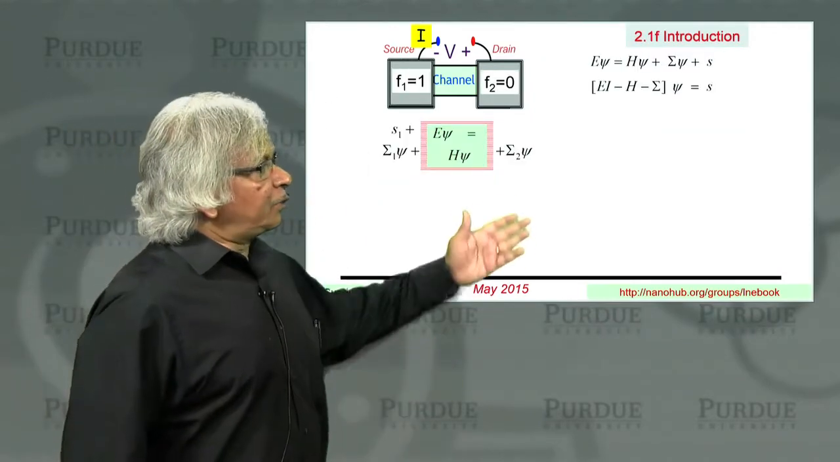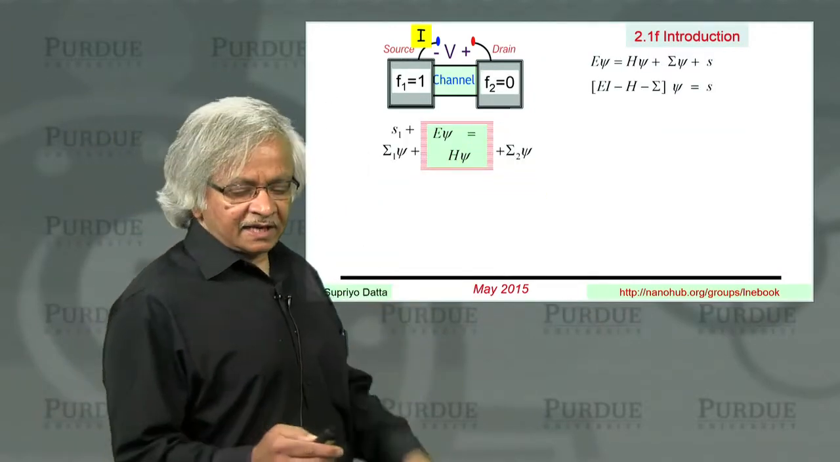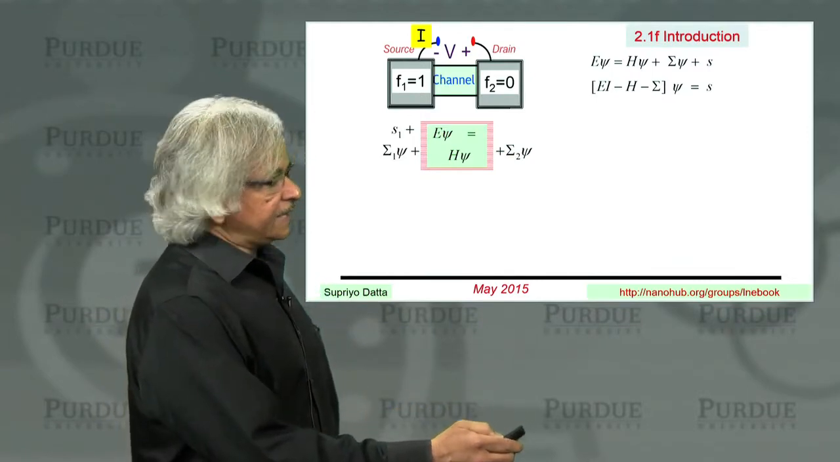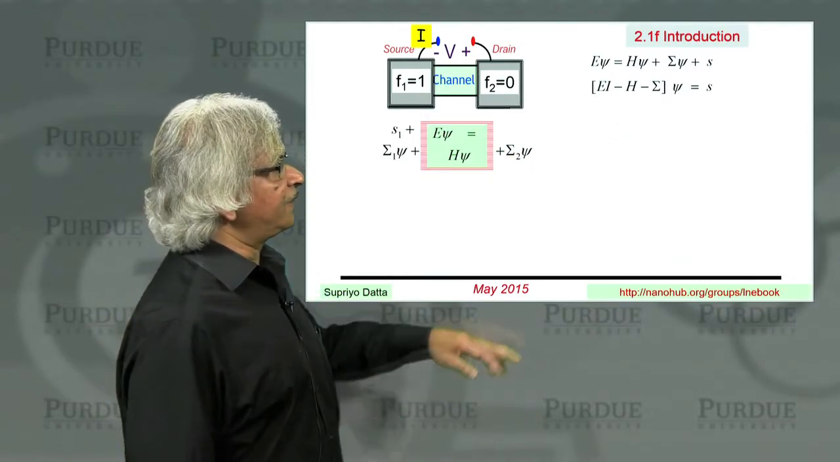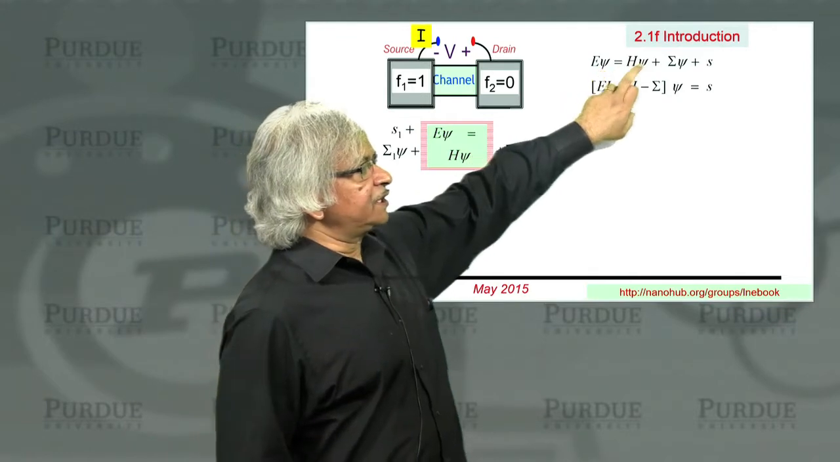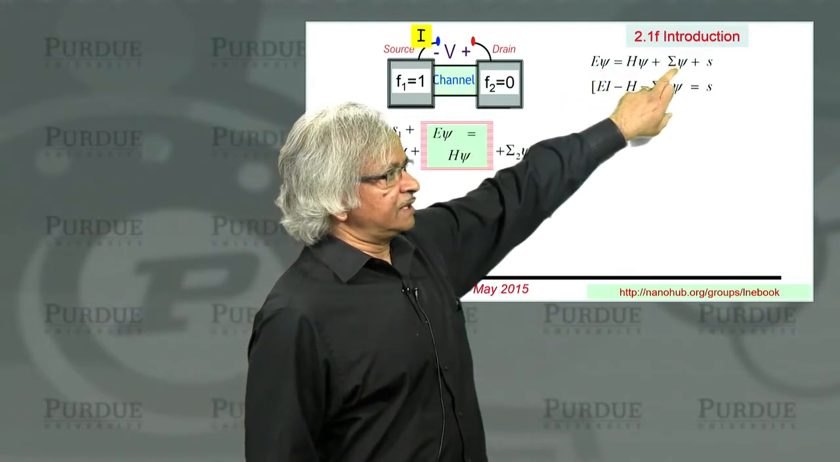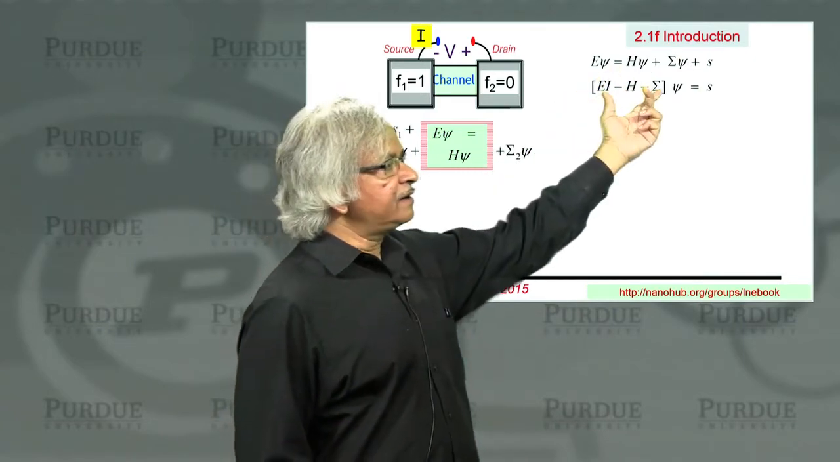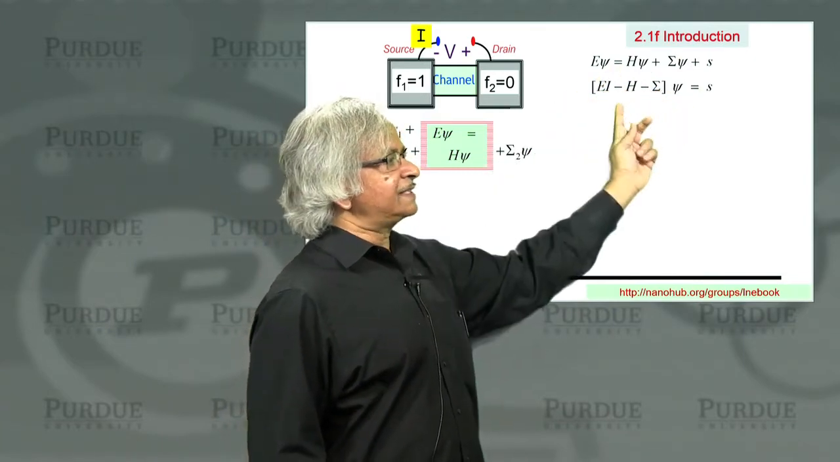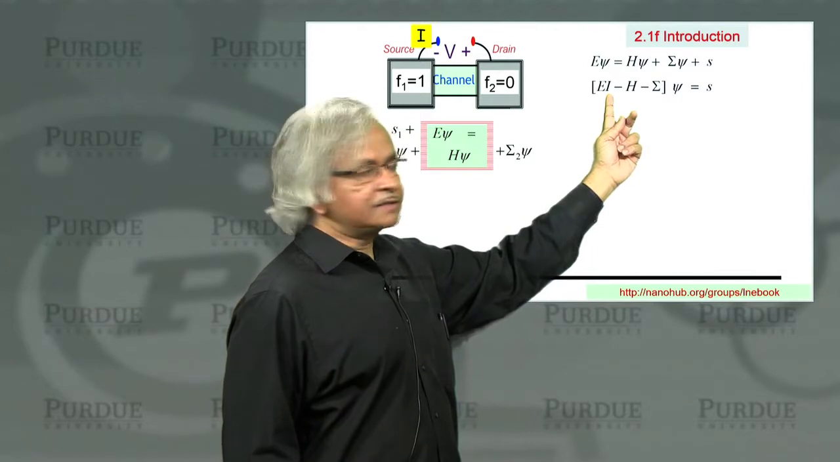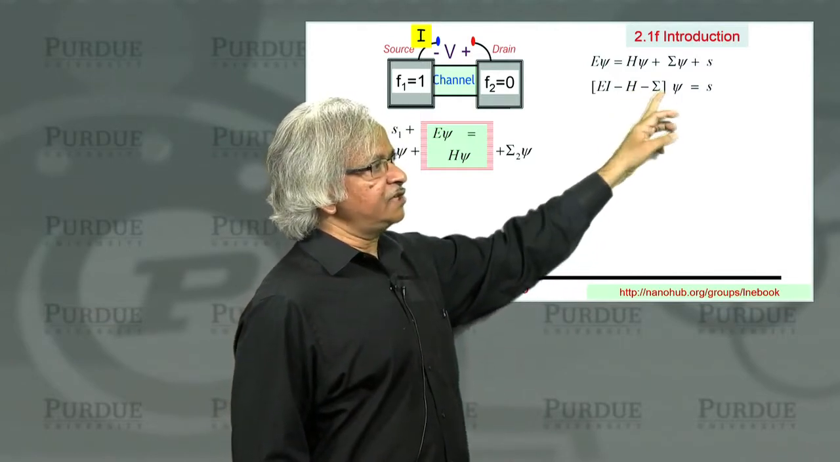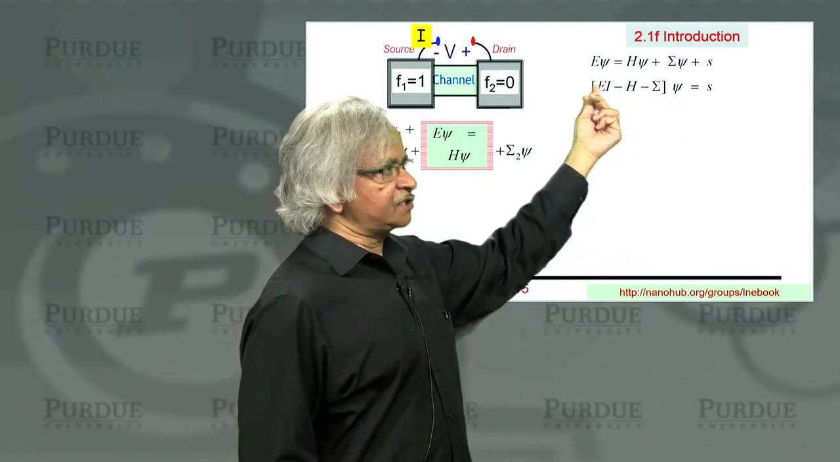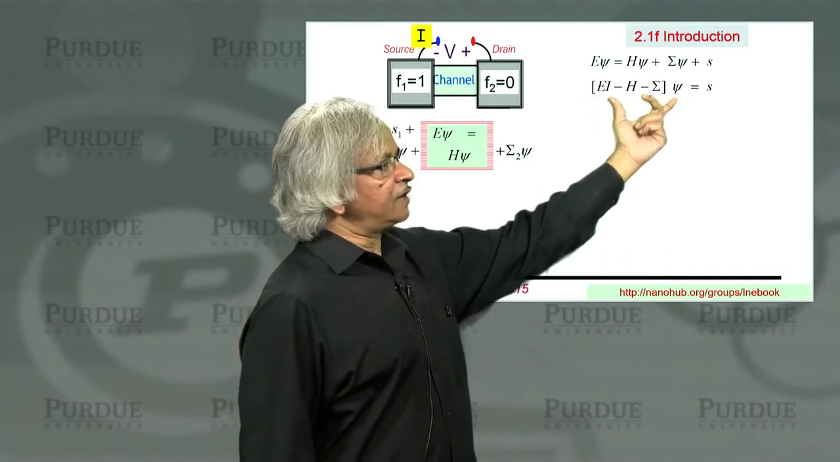Now, how do you get an equation in terms of the psi dagger and SS dagger? Well, first step is, if you had an equation like this, E psi equals H psi plus sigma psi plus S, you could take all these three terms on one side and write it in this form. This I is an identity matrix of the same size as H and sigma, and E is just a number, the energy. So you have this.